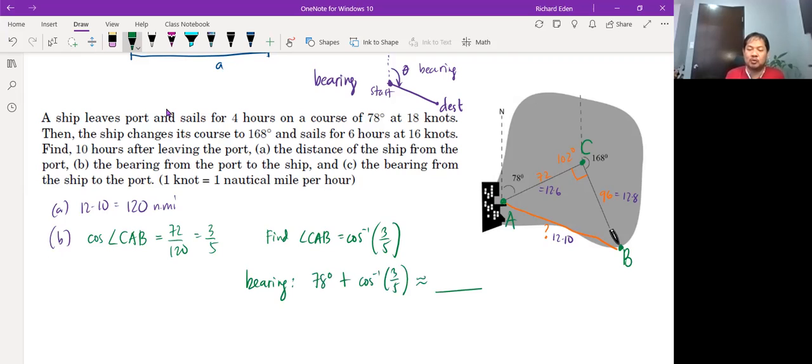So what did you end up with? 131.130 degrees. 131.130. Okay, to 3 decimal places.